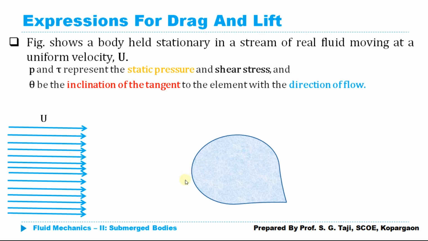So we are going to consider a small elementary area dA on the body, and we are going to evaluate all the forces which are acting on this small elementary area dA. After that, we are going to take its integration to apply that equation for the whole body. Let p be the pressure and tau be the shear stress. So we are going to compute all the forces which are acting on the small elementary area dA.